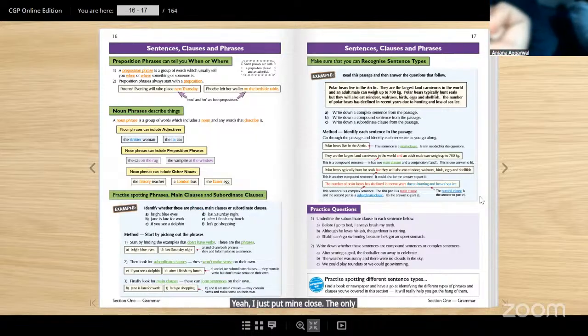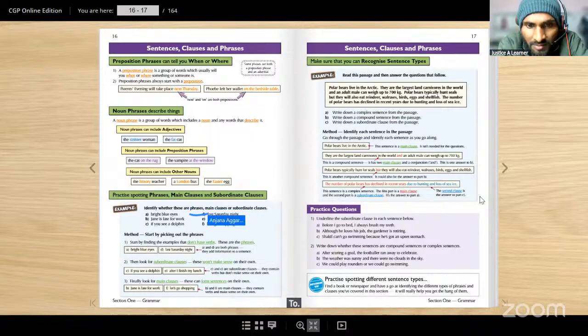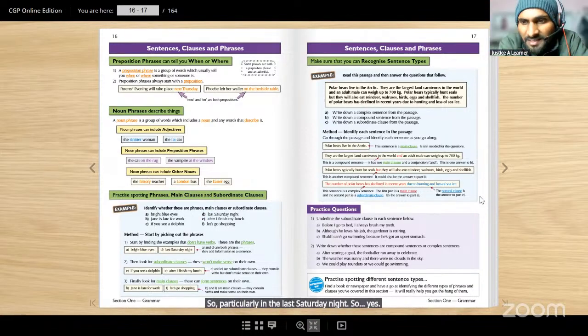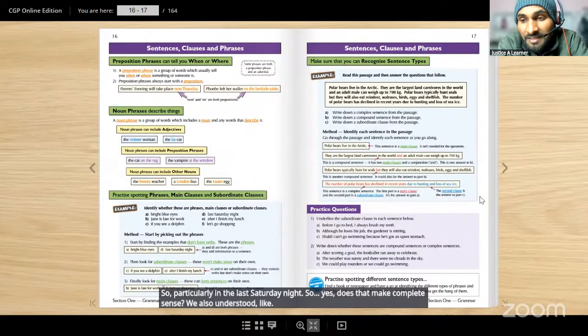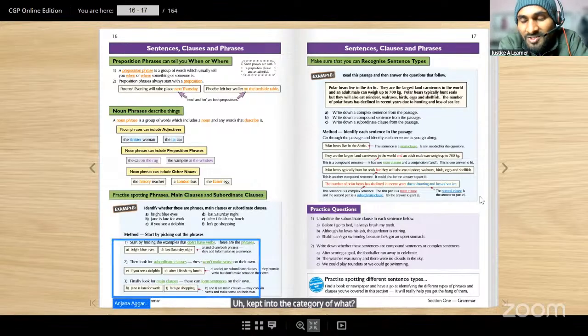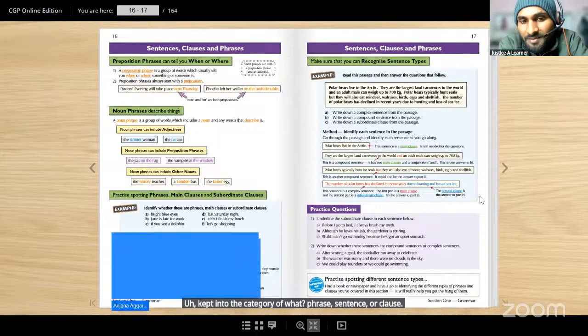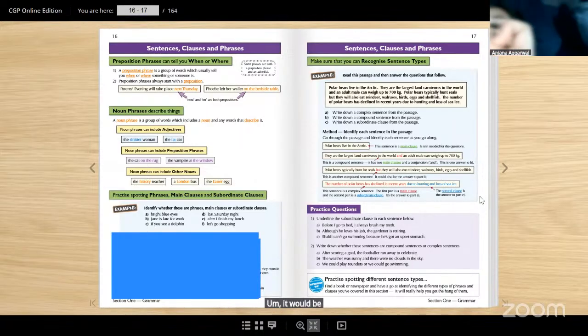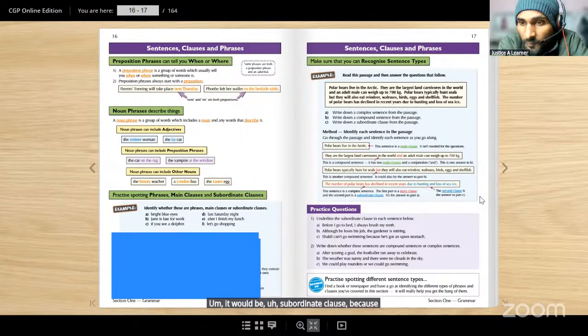The only one I got incorrect was D. Okay, D you're talking about, right? So particularly in D, last Saturday night. I put that. Does that make complete sense? We also understood that the first thing is whether it has any verb. If it does not have any verb, this would be kept into the category of what? Phrase, sentence, or clause. Tell me. It would be a subordinate clause because it doesn't make sense.